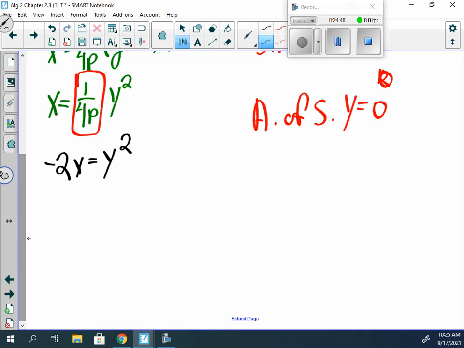So what can we do to get x by itself? Divide both sides by negative 2. Negative 2 divided by negative 2 will simplify to 1. So x is equal to, well, negative 1/2 y squared. Because I could have it as y squared over negative 2. But again, that's the same if we just move it out to the front. Because we're also multiplying by negative 1/2.